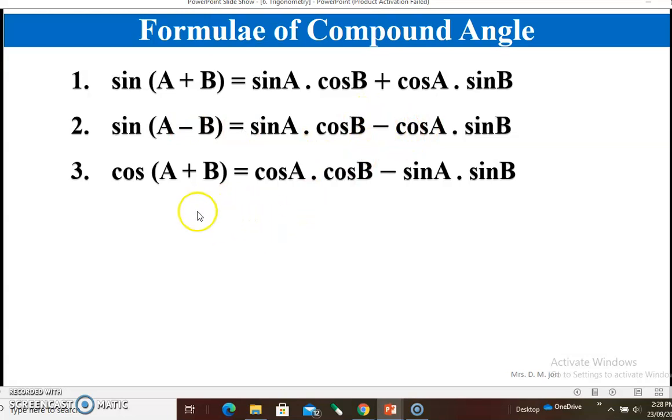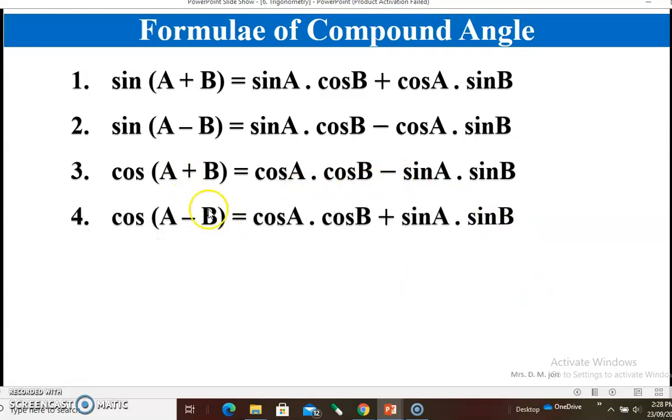But for cos, it's different. For cos A plus B, the terms are cos A cos B, and the sign will be minus, the opposite. So cos A cos B minus sin A sin B. The fourth formula is for cos A minus B: cos A cos B plus sin A sin B. Again for cos, the terms are the same. You only have to remember the signs. For cos, you have to write opposite signs.